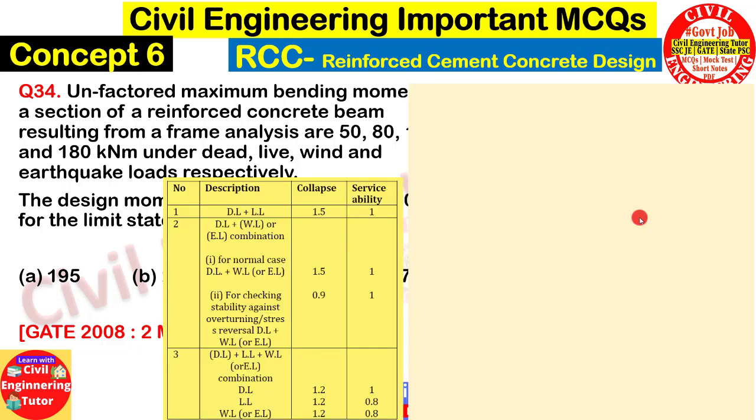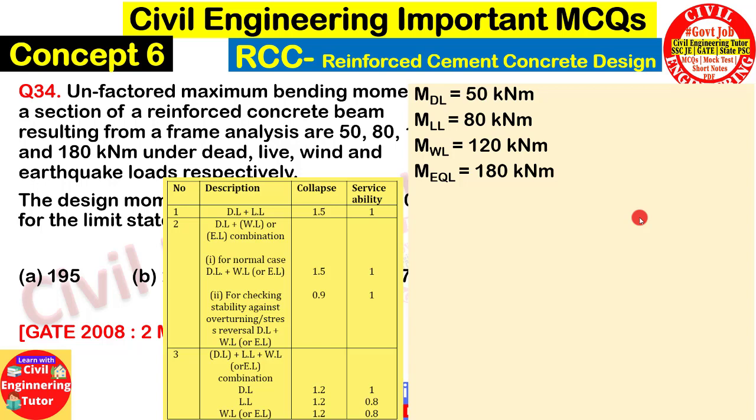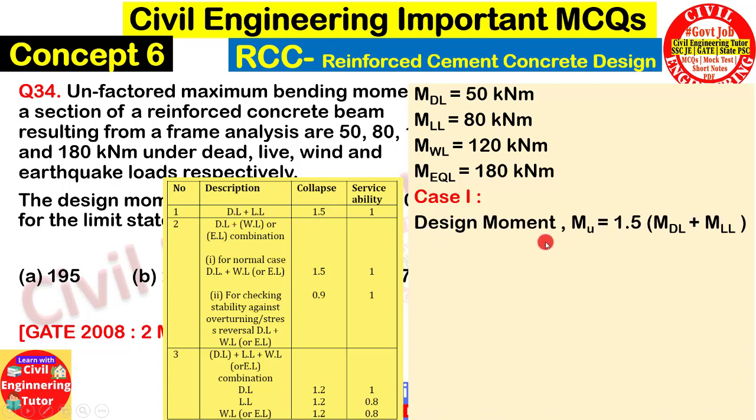Here the values for the different loadings are given as unfactored bending moments. For dead load it is 50 kN-m, for live load 80 kN-m, wind load is 120, and for earthquake loading it is 180 kN-m. If we see the first combination, dead load and live load are acting together, so the multiplication factor is 1.5. Here design bending moment Mu is equal to 1.5 times the bending moment due to dead load plus the bending moment due to live load. So we have used 1.5 here.